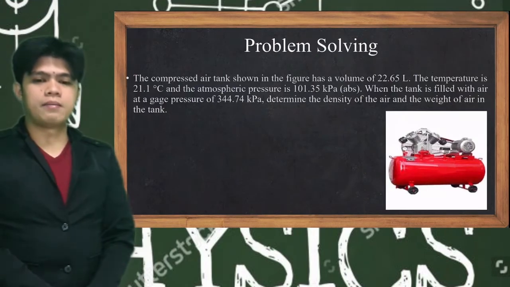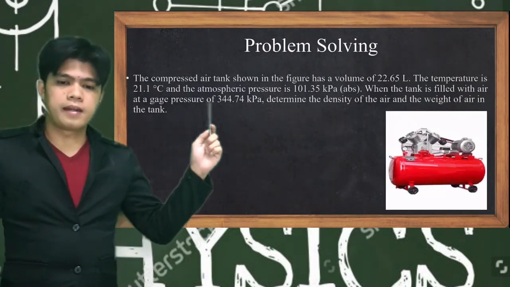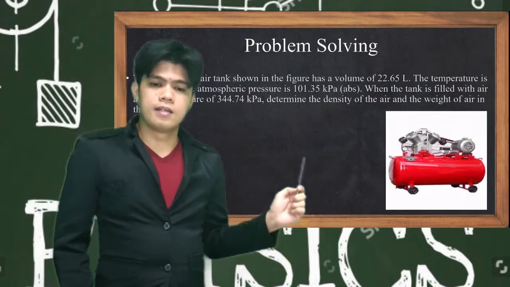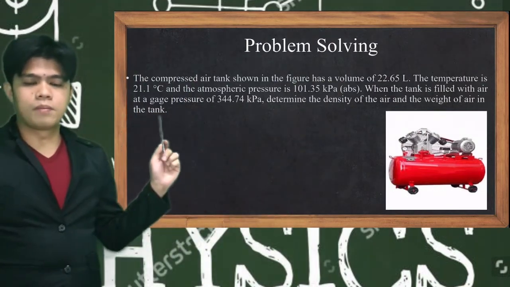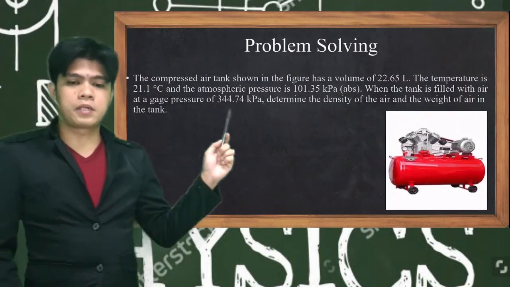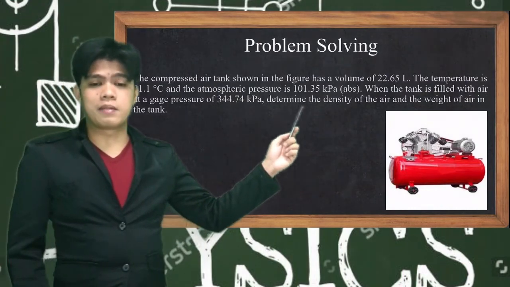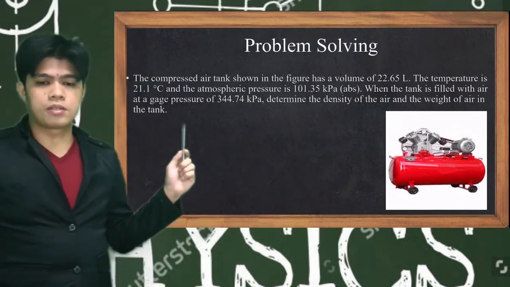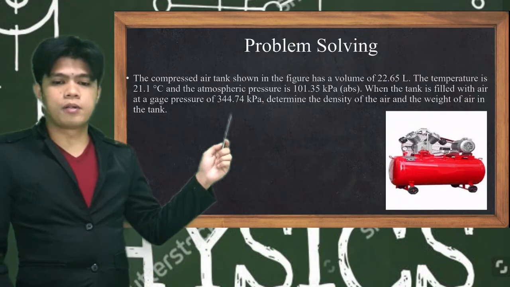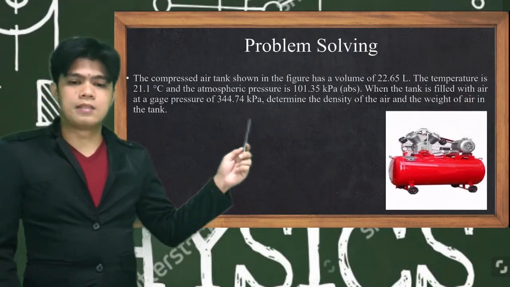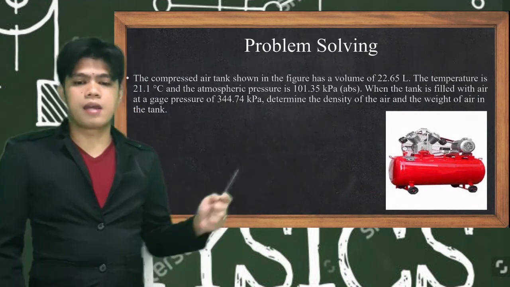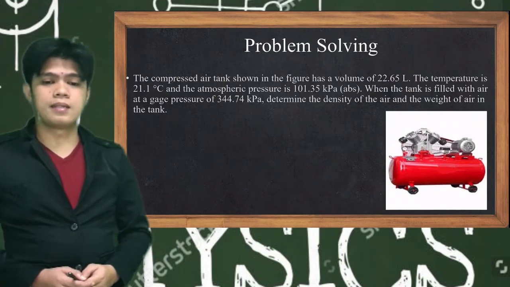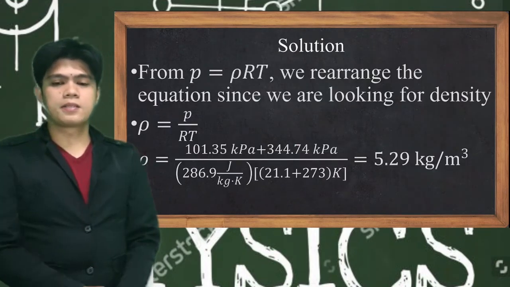So we have here a problem. The compressed air tank shown in the figure has a volume of 22.65 liters. The temperature is 21.1 degrees Celsius and the atmospheric pressure is 101.35 kilopascal. When the tank is filled with air, the gauge pressure is 344.74 kilopascal. Determine the density of the air and the weight of the air in the tank. So our unknowns are the density and weight. So here's the solution of our problem.